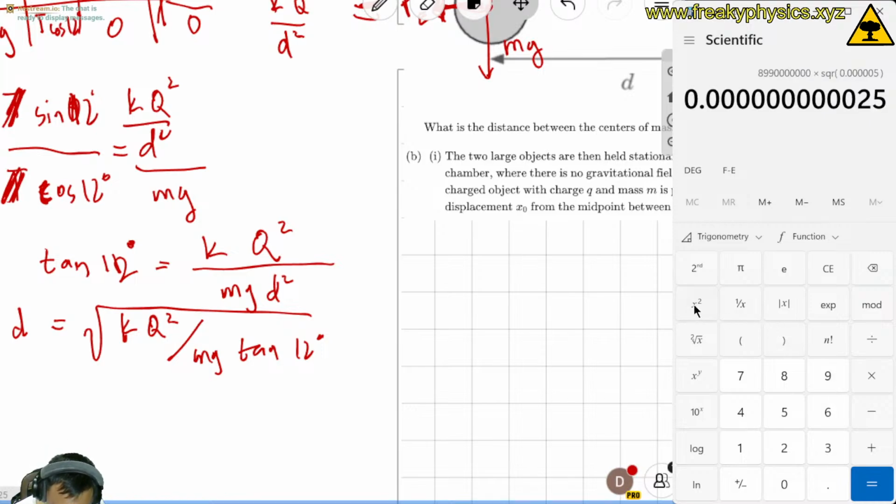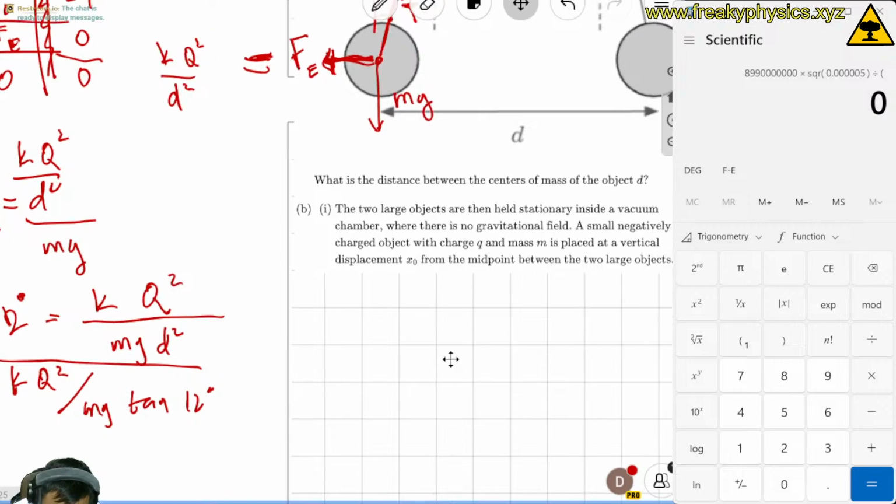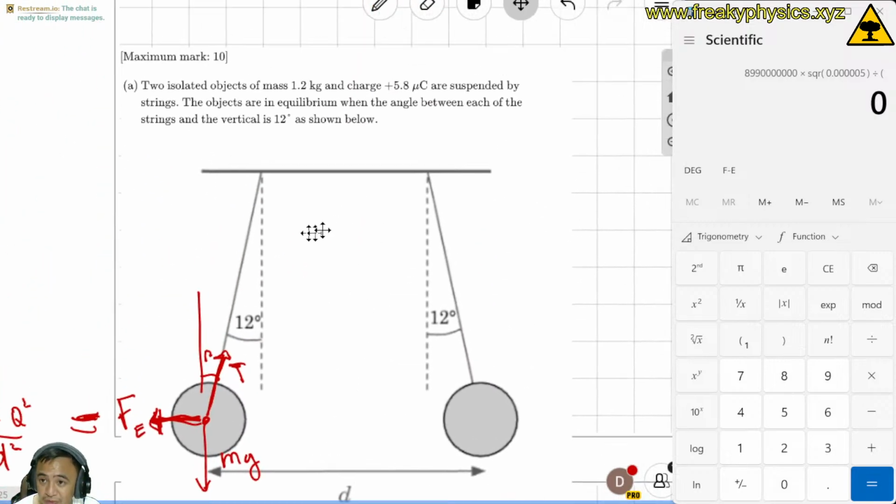Then divide by the mass, mg tangent 12 degrees. So the mass is given as 1.2 kilograms. Let's put that here, 1.2 times g, which is 9.81. Go ahead. About the previous question, what made you think of dividing the two forces?